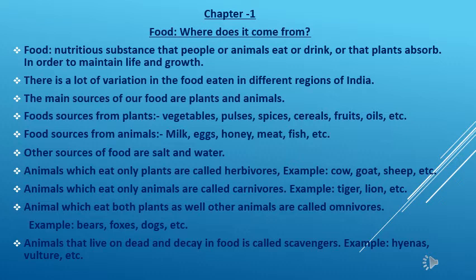Now, the last one is omnivore. Animals which eat both plants and animals are called omnivores. For example, bear, foxes, and dogs. Now, children, you have to tell me in which category we will keep ourselves. It is like, will we human beings be considered as herbivore, carnivore, or omnivore? You have to think over it. At the end of the video, I will discuss this.